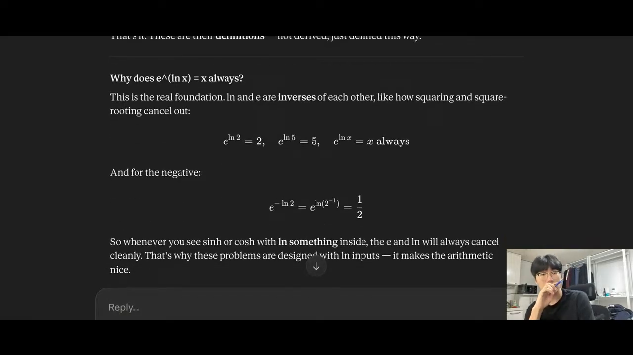What is e to the power of ln x? It equals x, always. This is the real foundation. ln and e are inverses of each other, like how squaring and square rooting cancel out. So e^(ln 2) equals 2, e^(ln 5) equals 5, e^(ln x) equals x always.